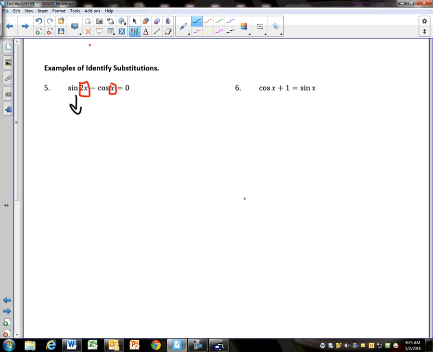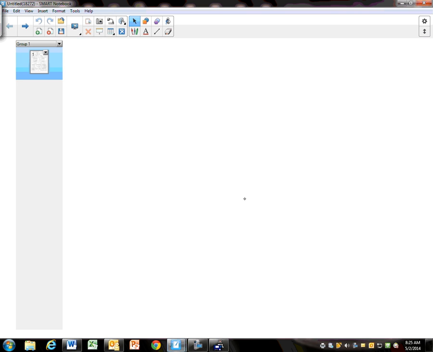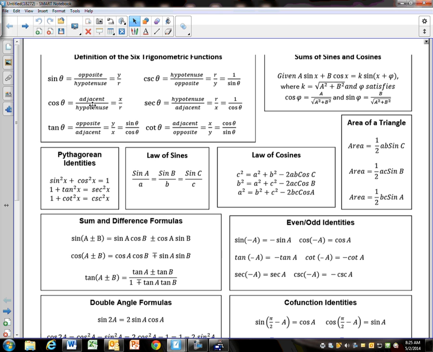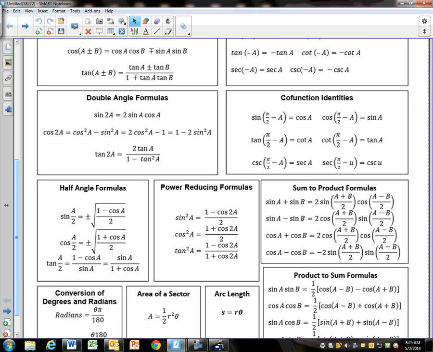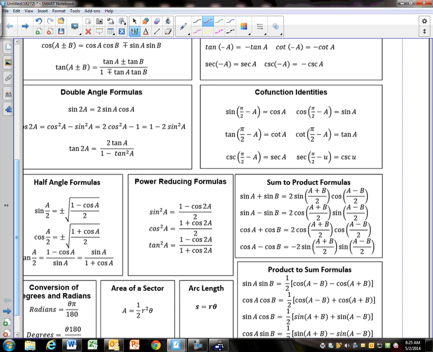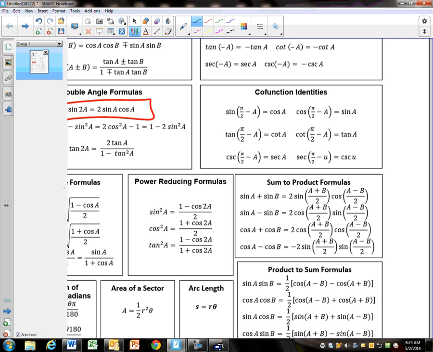All right, so at this point, you pull out your sheet and you start looking for a sine of 2x or a sine of 2a, and you find it under your double angle formulas right here. Whoop. And this is what you want to grab. Sine of 2x is equal to 2 sine of x cosine of x. Well, maybe that will help us out. Maybe it won't. But we're going to give it a shot.